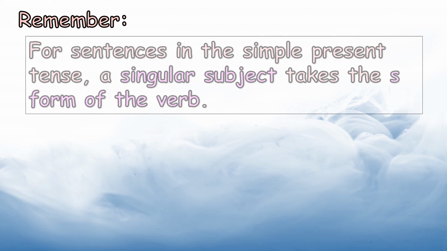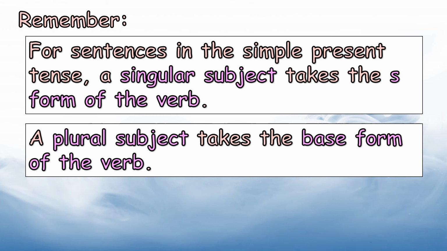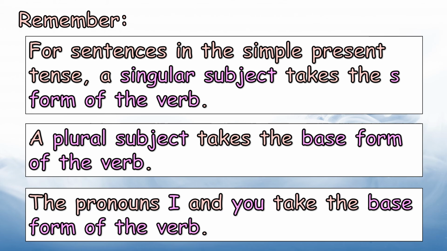Remember, for sentences in the simple present tense, a singular subject takes the S form of the verb. A plural subject takes the base form of the verb. And the pronouns I and you take the base form of the verb.